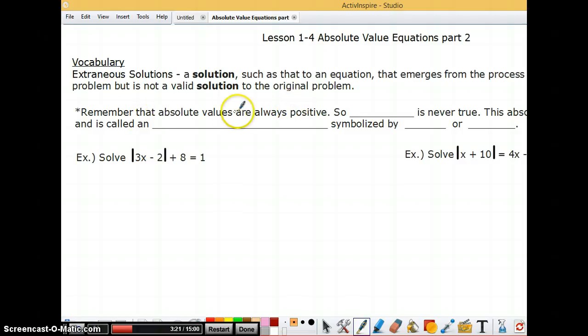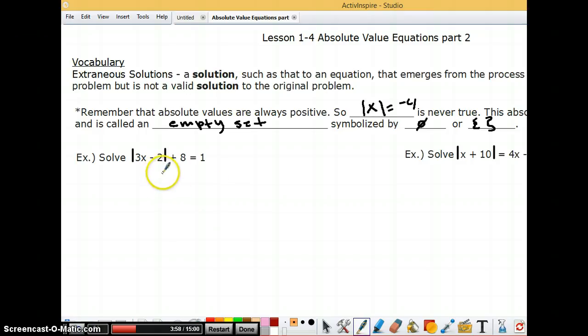So remember that absolute values are always positive. So in this case, if we said the absolute value of x is equal to negative 4, that is never true. It can never be negative. This absolute value has no solution and is called an empty set, symbolized by either a 0 with a diagonal line through it, or brackets with nothing inside of it.